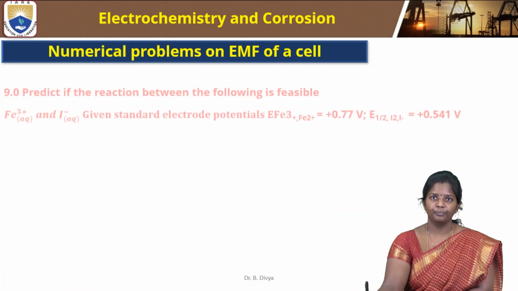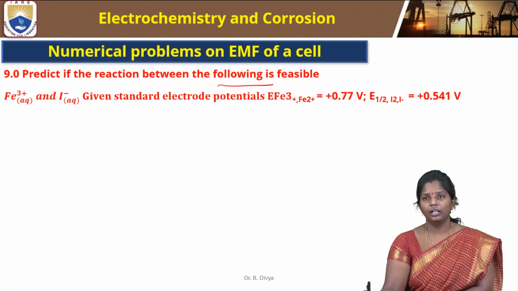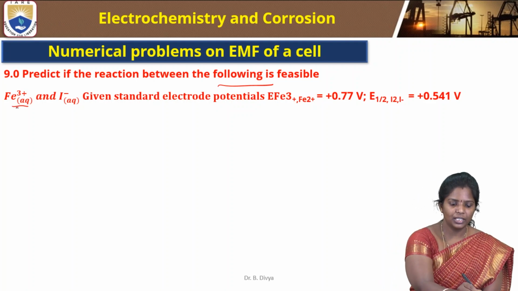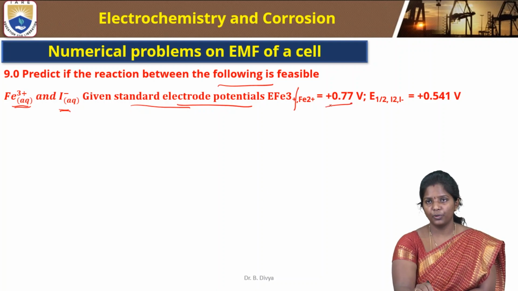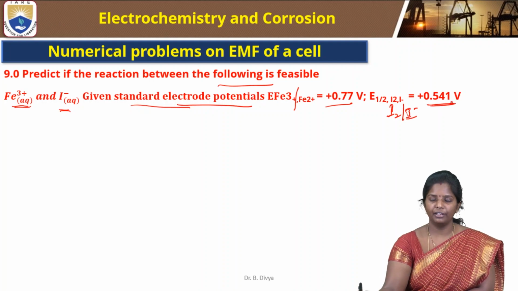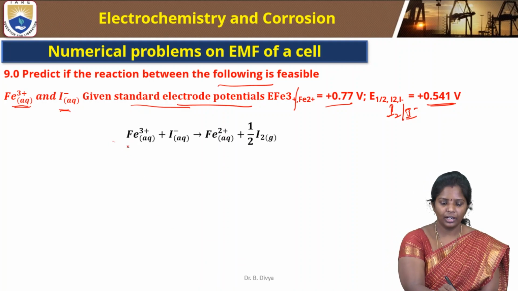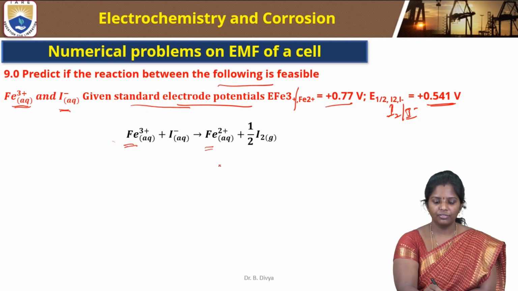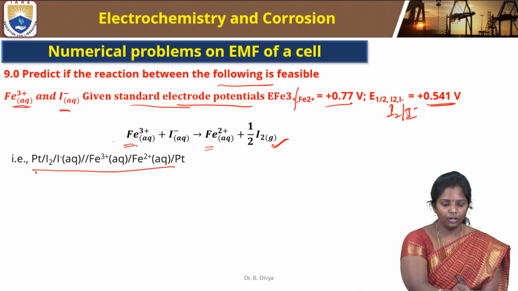So this can be used in finding out the potential for the particular ions present in that experiment. Next is, predict if the reaction between the following is feasible. So we have to know whether the reaction is possible or not. So iron 3 plus ferric ions and iodide, given the standard reduction potentials: Fe 3 plus to 2 plus is plus 0.77 volt, and for the half reaction I2 to iodide, iodine to iodide, it is plus 0.541 volt. So we have to know whether this reaction is feasible or not. Upon writing the reaction, ferric ions and iodide give rise to ferrous ions, and iodine gas is liberated.